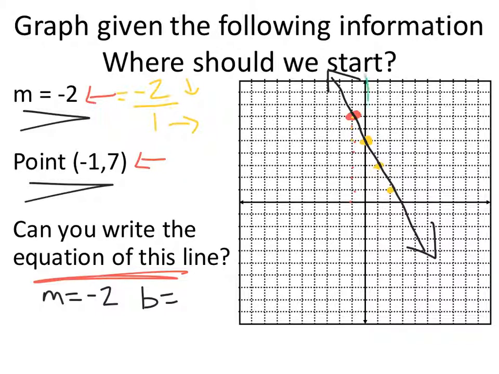Because I see right here, there's where it crosses the y-axis, which is at 1, 2, nope, that's 1, 2, 3, 4, 5. So b was 5. So my equation, y is equal to negative 2x plus 5. Easy enough.